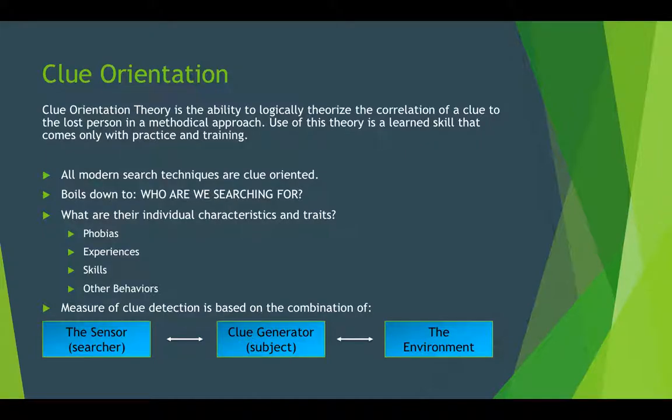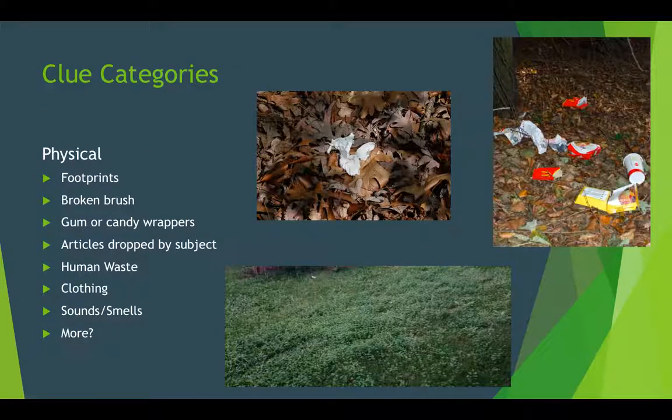So there are a series of clue categories to keep in mind. There are physical clues. These are footprints, broken brush, gum or candy wrappers, articles dropped by the subject, human waste, clothing, sounds, smells, anything that could be considered physical evidence. Backpacks, bags, a broken cell phone.